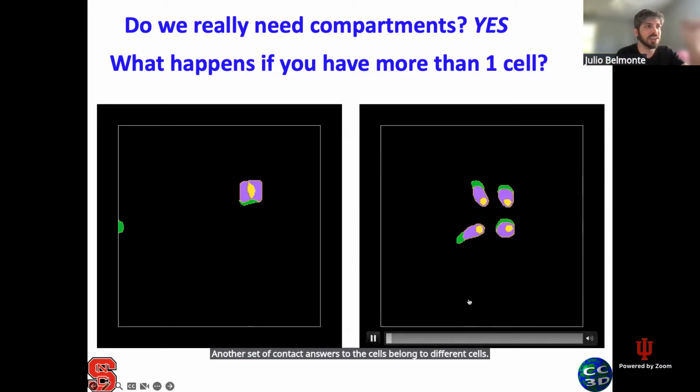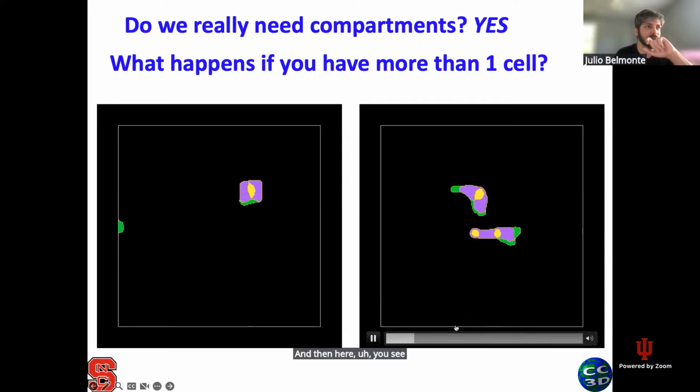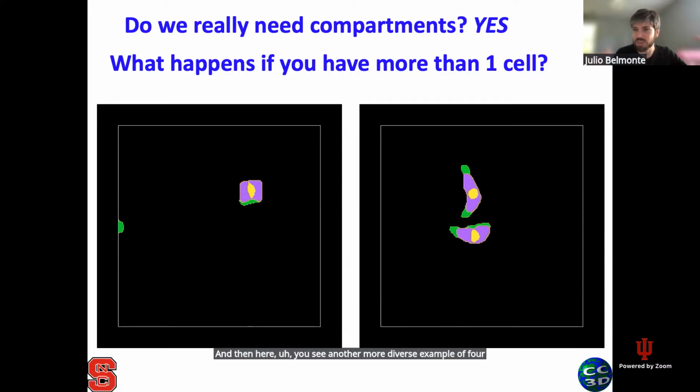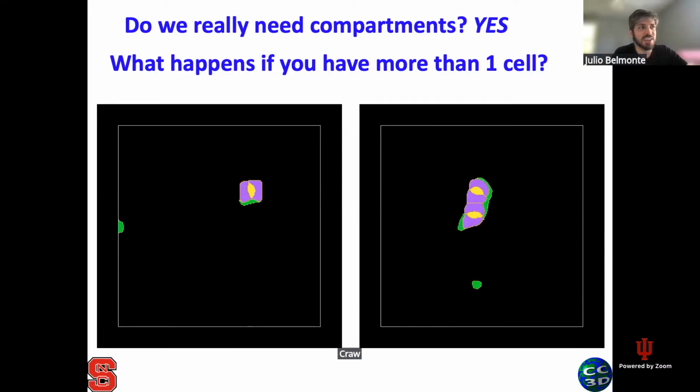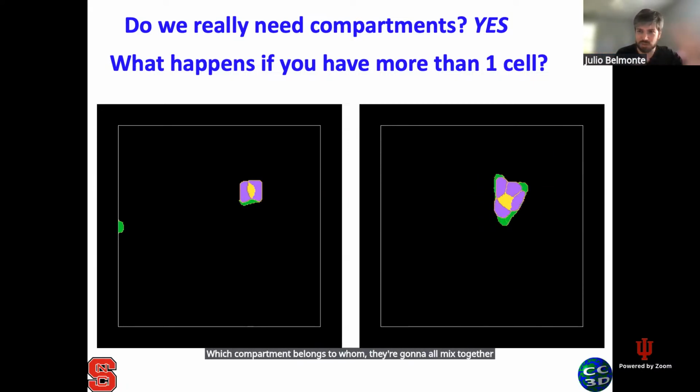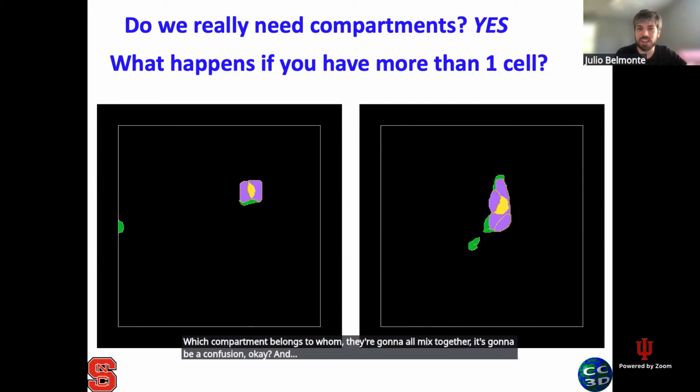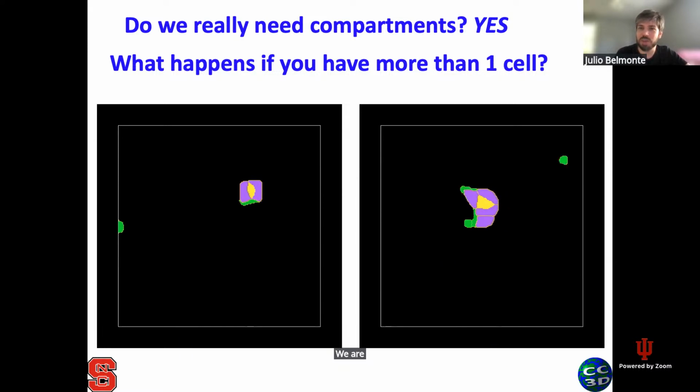And then here you see another more drastic example of 4 cells. So the more cells you have crawling, the worse things get. If you don't specify which compartment belongs to whom, they're going to all mix together. It's going to be a confusion. And this is certainly not a good model of cell crawling, because we are not respecting the individuality of each cell. Looks like they're dancing.